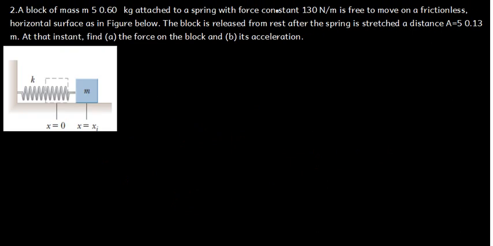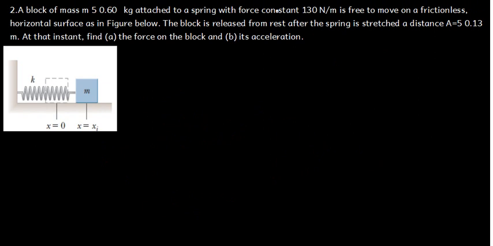So we have got the next question, which is saying a block of mass 50.6 kg attached to a spring with force constant of 130 newton per meter is free to move on a frictionless horizontal surface as shown in the figure below. The block is released from rest after the spring is stretched a distance of A equal to 50.13 meters. At that instant, find the force on the block, and B, find its acceleration.